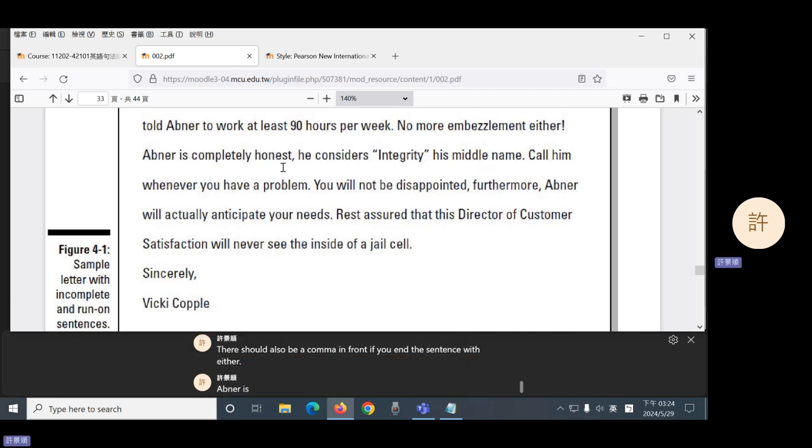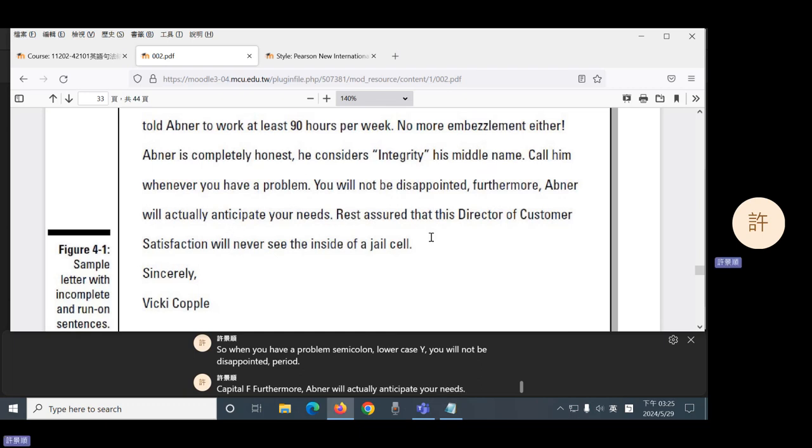"Abner is completely honest." Semicolon here. I can't highlight it. Submitting as a final semicolon. "He considers integrity his middle name. Call him whenever you have a problem. You will not be disappointed." Okay, so these two sentences go together, right? "Call him whenever you have a problem." "You will not be disappointed." So when you have a problem, semicolon, lowercase y, you will not be disappointed, period, capital F, "Furthermore, Abner will actually anticipate your needs."